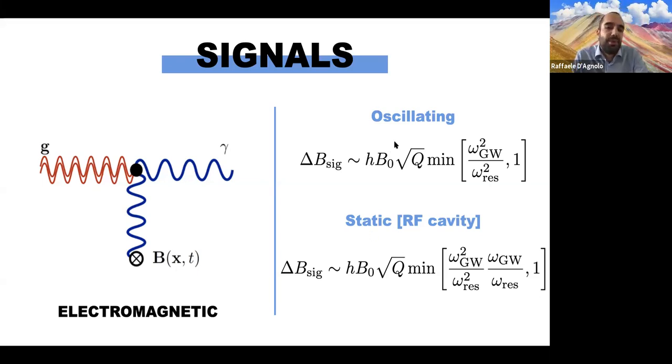In principle, it's not obvious just from this simple parametric argument which one is going to win, because of course you can turn on a much bigger static magnetic field around a normal conducting cavity than you can turn on an oscillating magnetic field inside a superconducting cavity. But we find that typically the oscillating option wins at frequencies of the wave that are smaller than the typical size of the cavity.